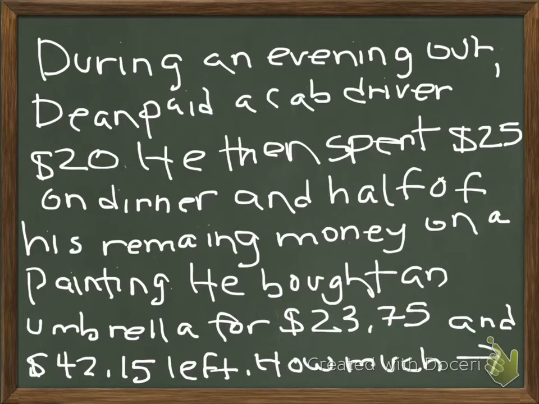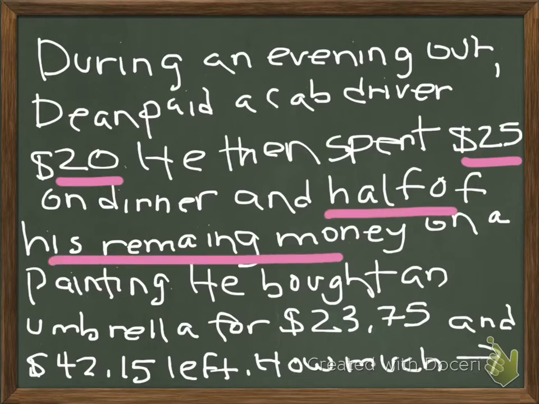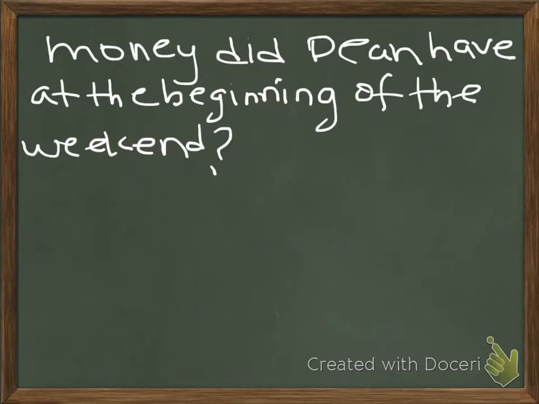Here we're going to solve the word problem, so we need to again look for key words. So it says, during an evening out, Dean paid a cab driver $20. He then spent $25 on dinner and half of his remaining money on a painting. So we don't know his remaining money. Then it says he bought an umbrella for $23.75 and he had $42.15 left. So how much money did Dean have at the beginning of the weekend?